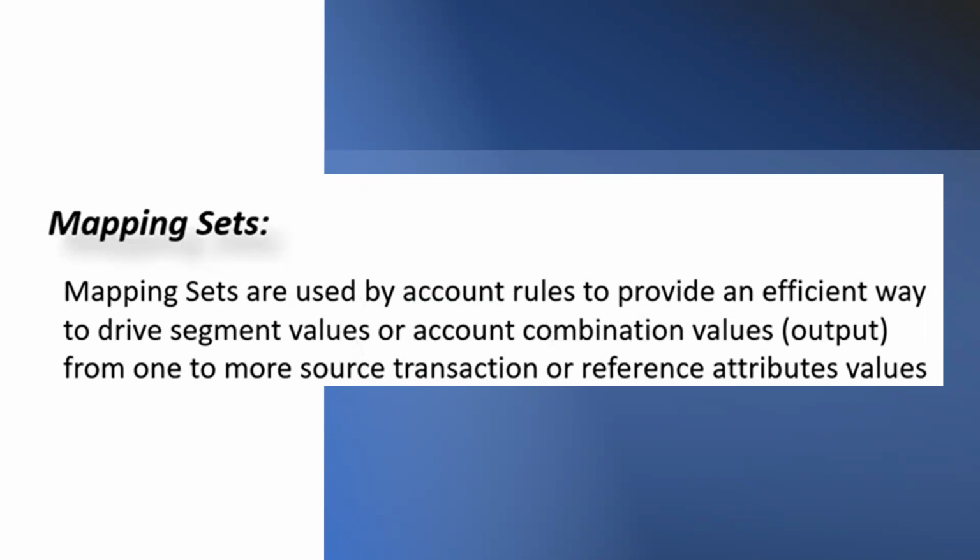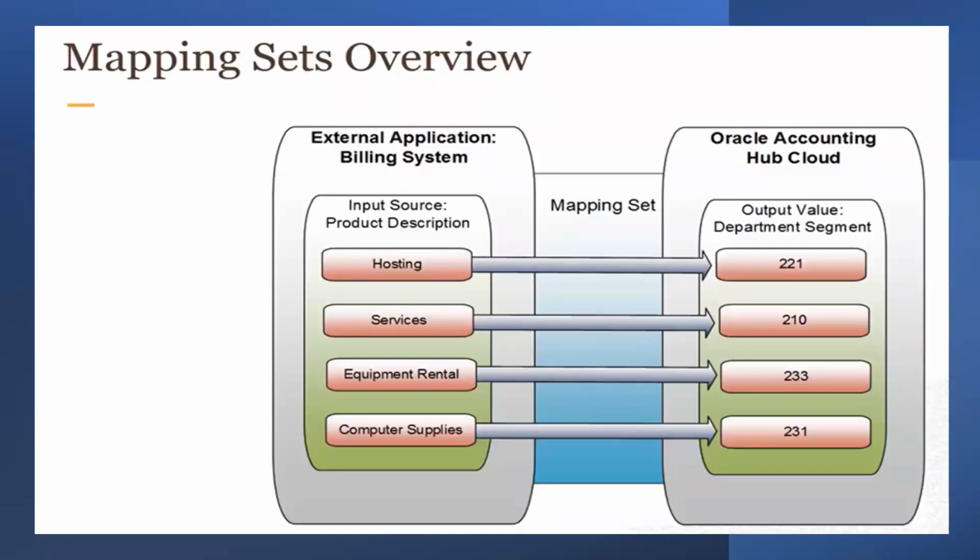For example, I'm just giving you an example of this. This is an example of an external application billing system. We are taking the billing system example, where the input sources are the production description, the hosting services, and the equipment rental and computer supplies. These all are the external application sources, and if we want to show different values in the Oracle Cloud application, we need to map these sources to the respective values, right?